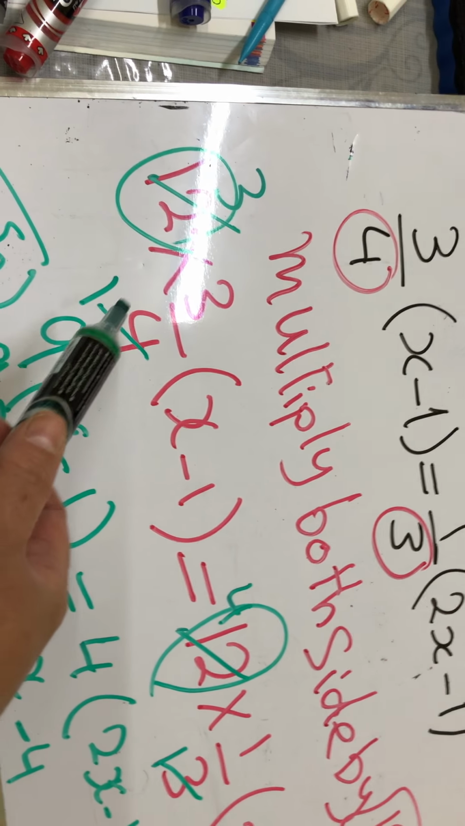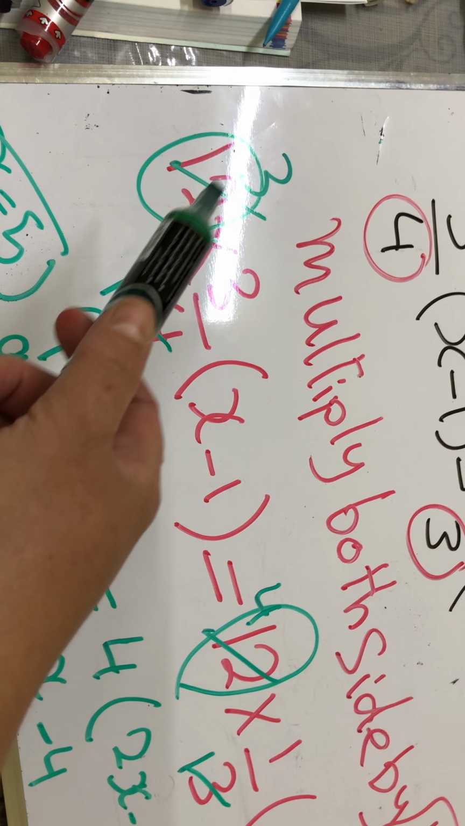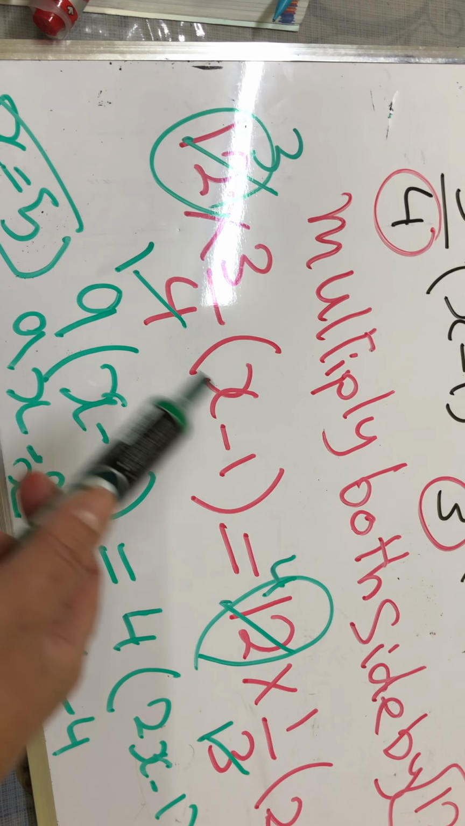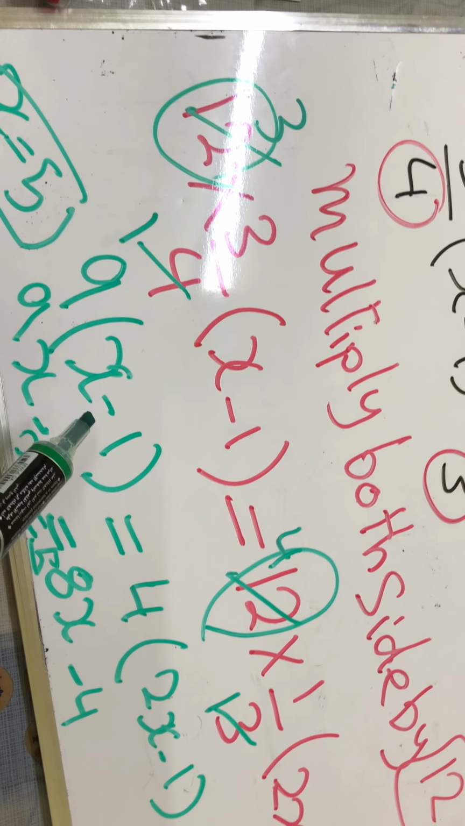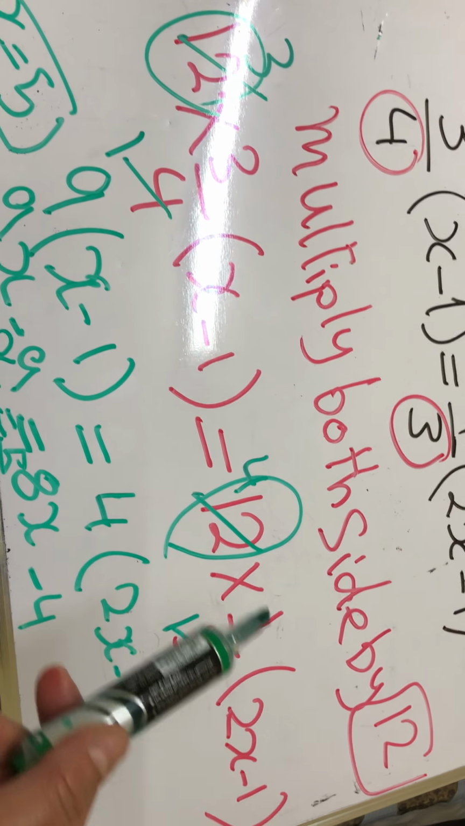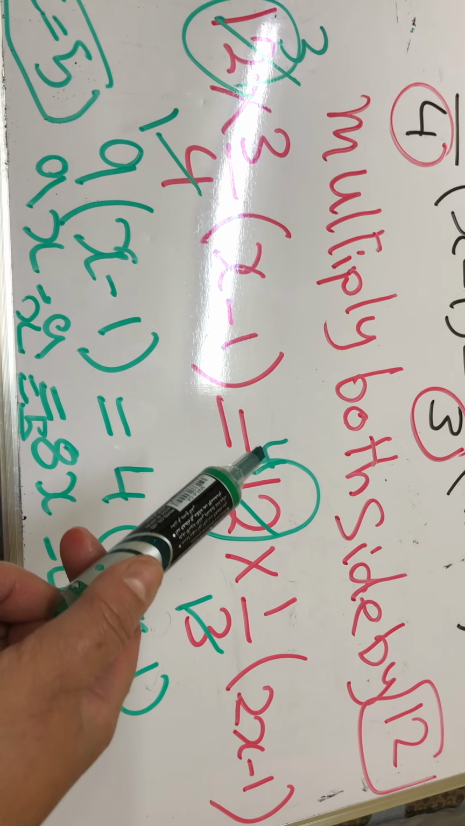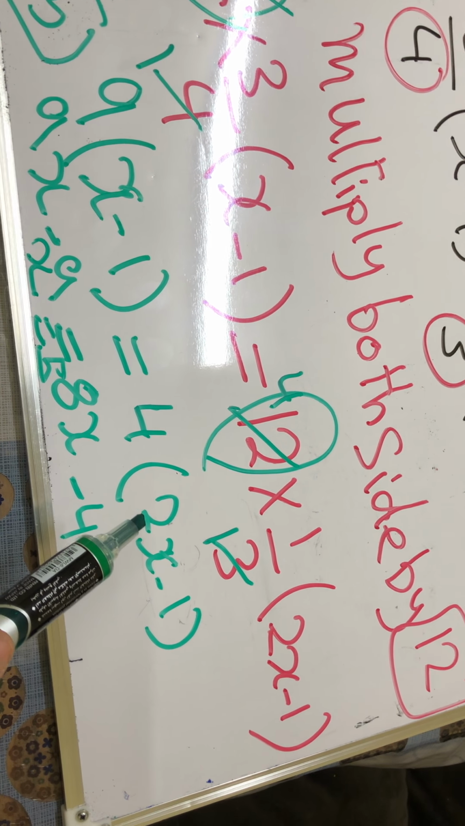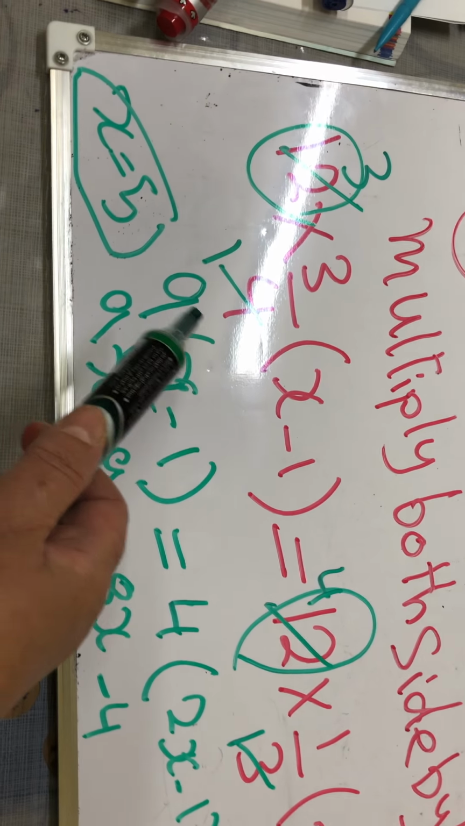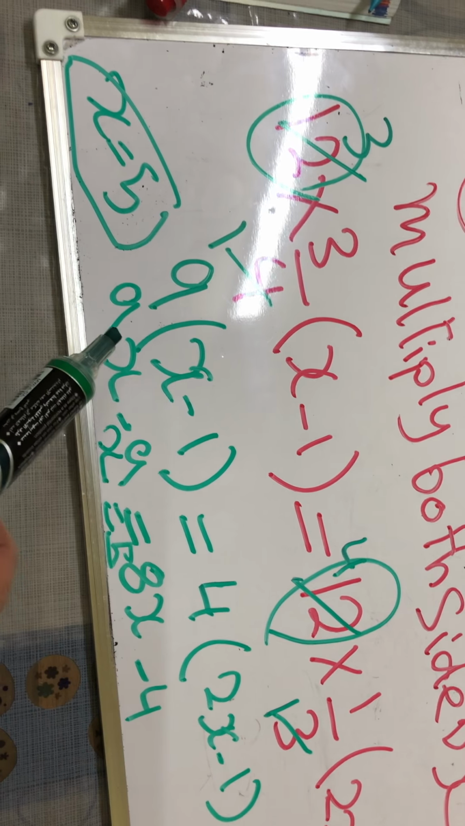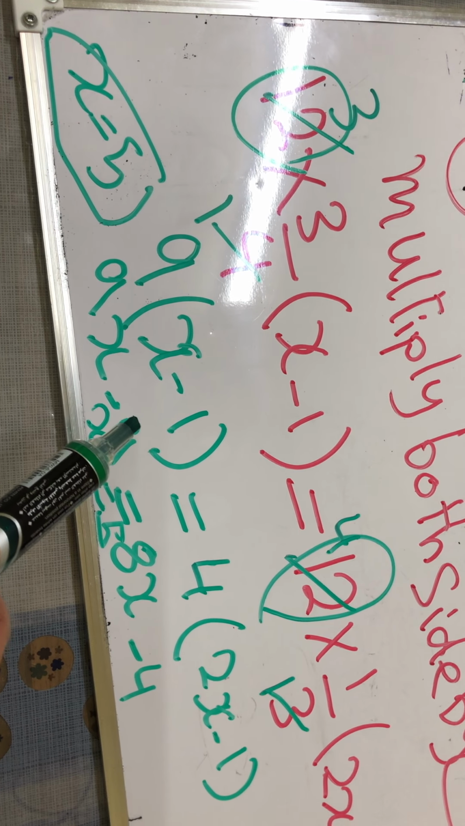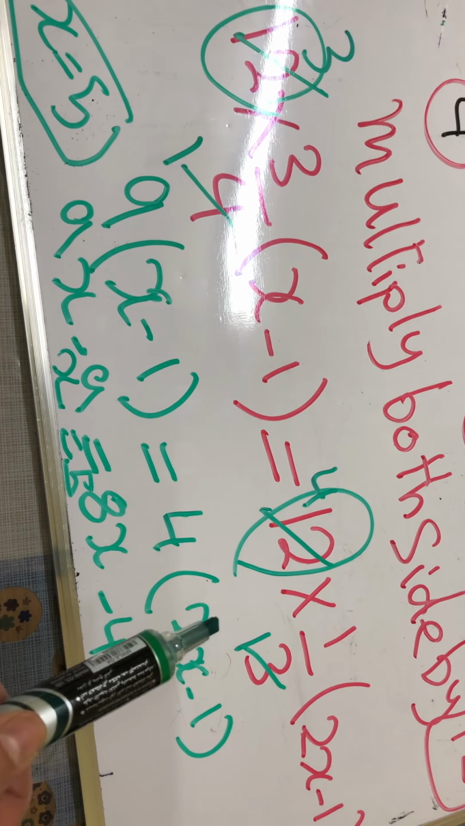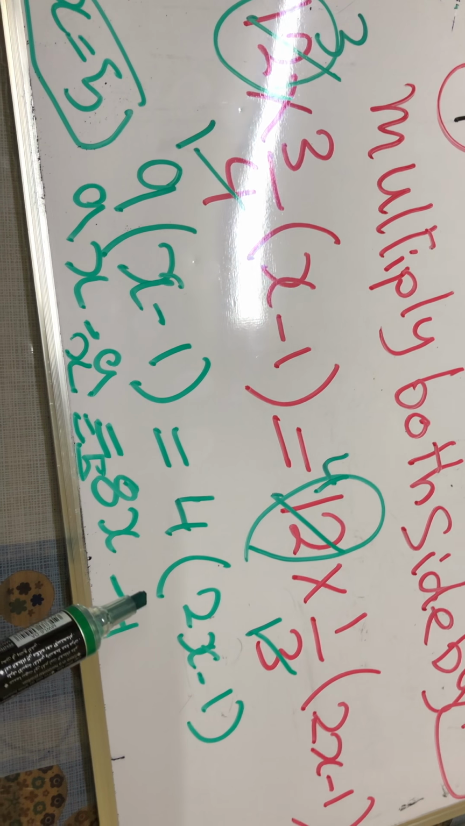Divided by 4 equal 1. Divided by 4 equal 3. 3 times 3 equal 9. And the brackets x minus 1 the same. Equal 12 multiply third equal 4. 4 multiply the 2x minus 1 like this. And then distribute the 9 by x by negative 1. So I have 9x minus 9 equal 4 multiply 2 equal 8x minus 4.